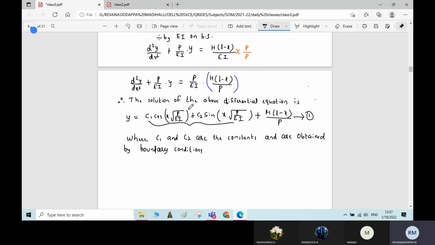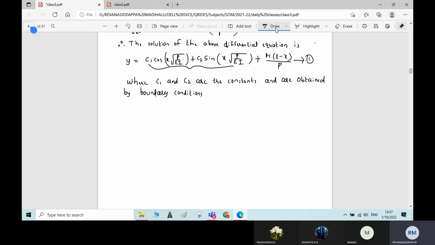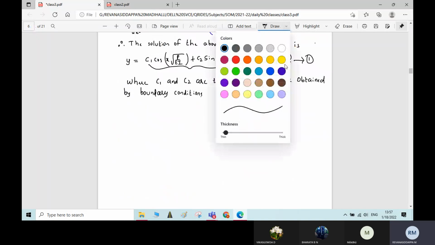Now we have to apply the boundary conditions. Before applying, we will write what the boundary conditions are for this particular case. Now write the heading as boundary conditions.